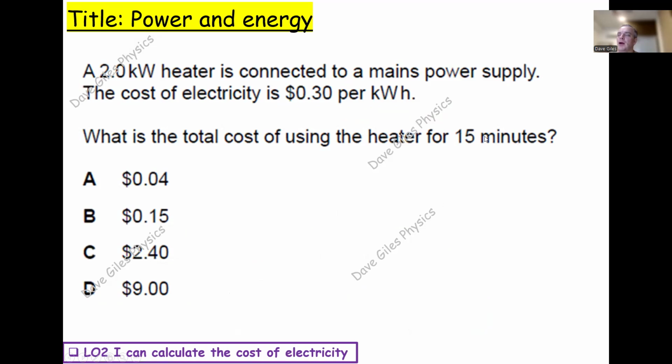And this here is a past paper IGCSE paper 2 question. A 2 kilowatt heater is connected to a mains power supply. Cost of electricity is $0.3 per kilowatt hour. What is the total cost of using the heater for 15 minutes? 15 minutes is a quarter of an hour, so 0.25 hours. So the number of kilowatt hours used, first of all, is 2 times 0.25, so that is a half. Then it's a half times 30 cents, which gives you 15 cents.